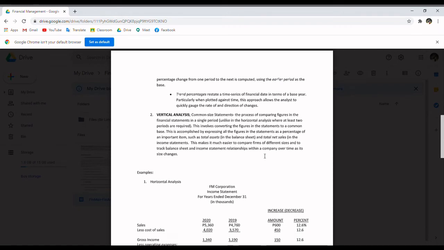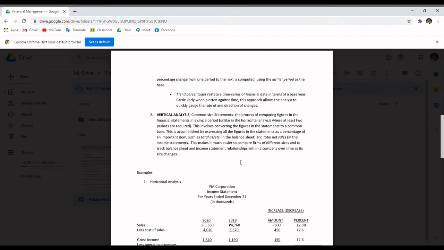So next we have the vertical analysis, or sometimes called the common size statement. The process of comparing figures in the financial statements in a single period, unlike in the horizontal analysis where at least two periods are required. So vertical analysis doesn't require two periods. It only requires a single period. But you can also make comparisons between different periods, but it is not required.